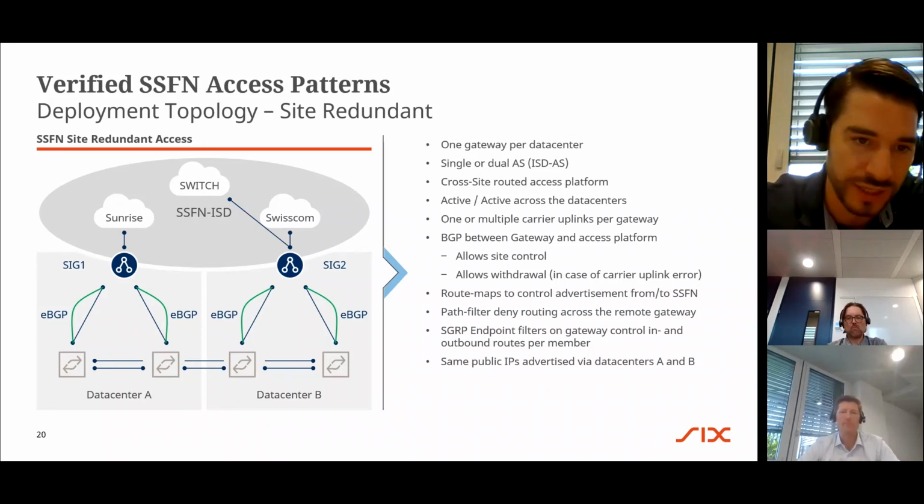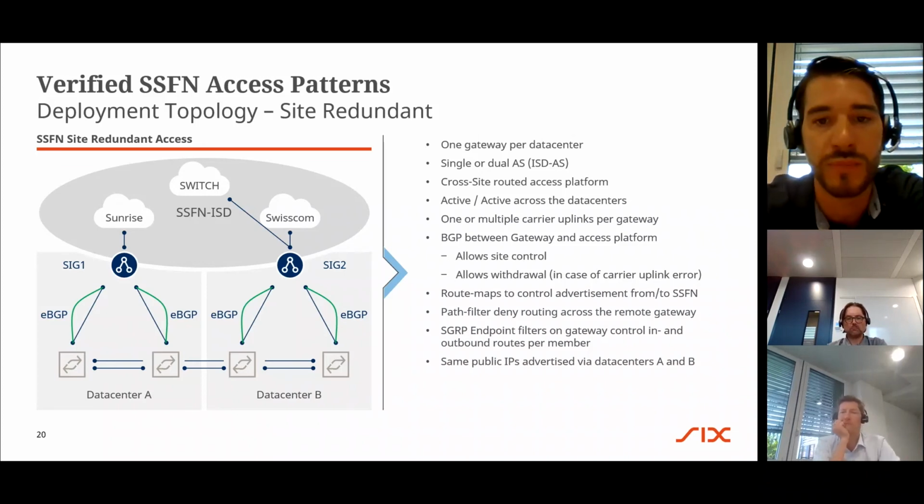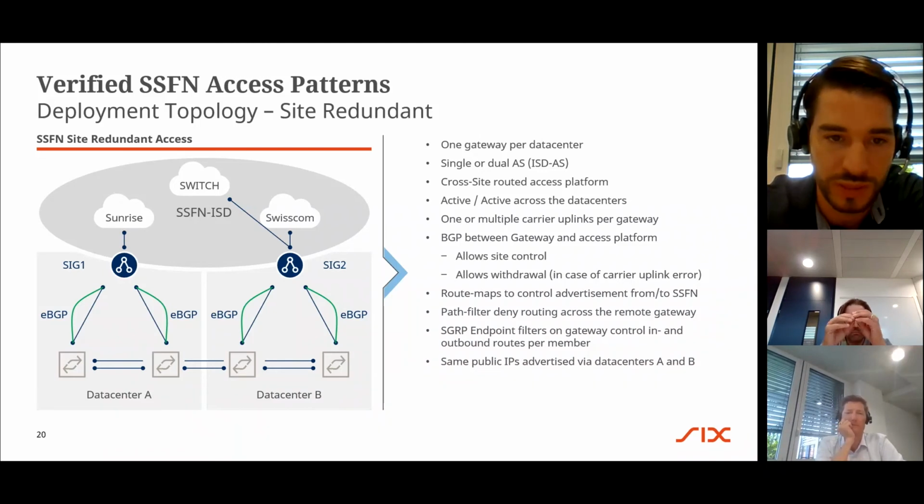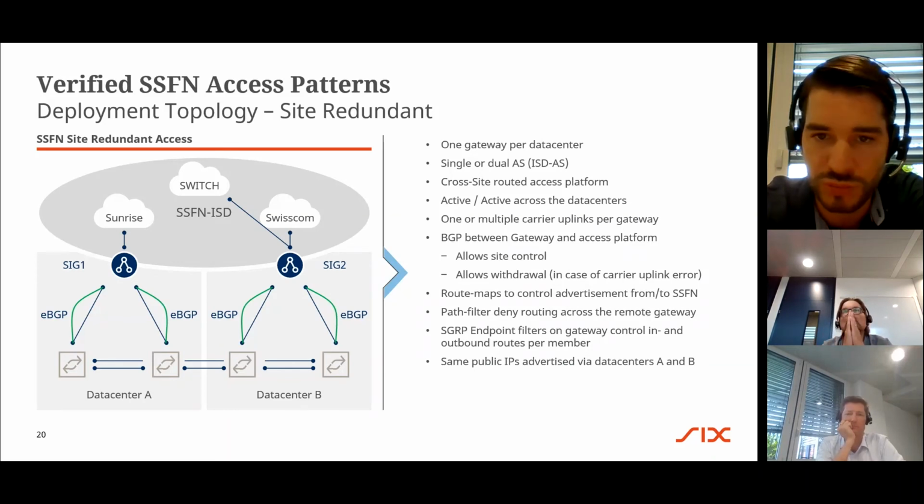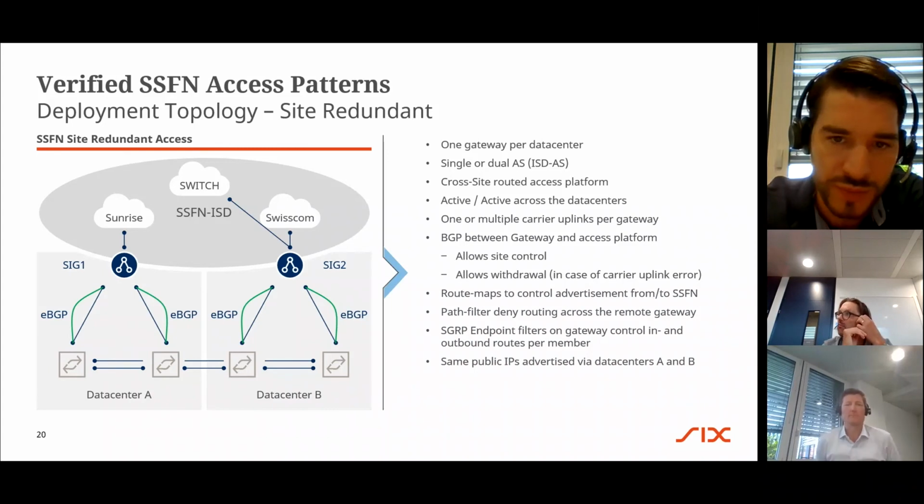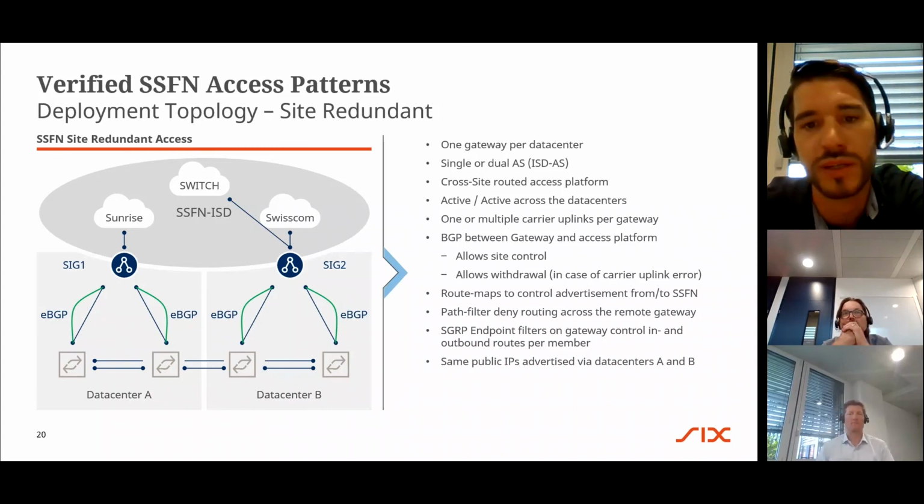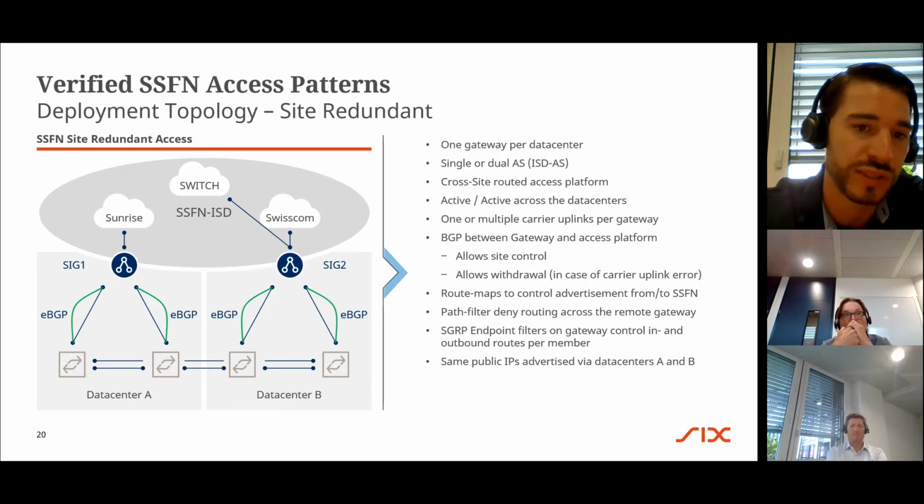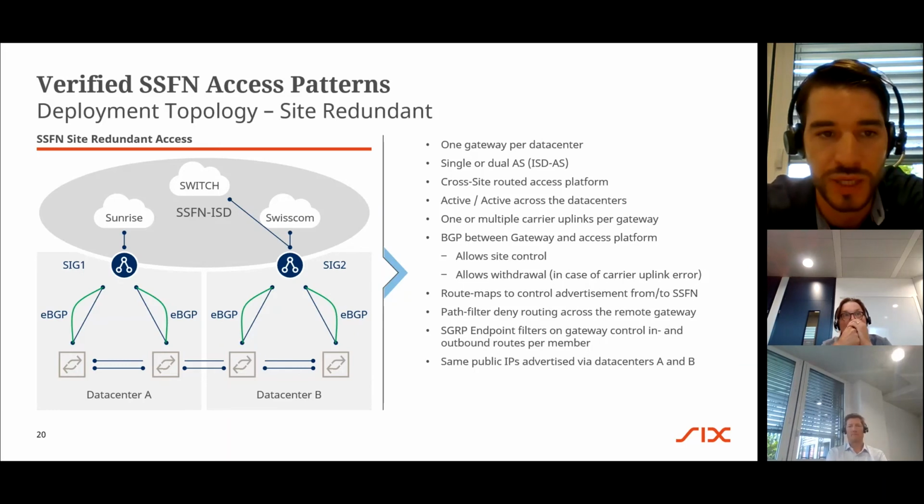Assuming, again, that your access platform does the transformation or makes sure that symmetry across firewalls and such is given. You can have one or multiple carrier uplinks per gateway. It's also tested and verified. And in the pattern that we know, BGP was always used as the dynamic routing protocol between the SIX SSFN IP gateways and the rest of the network.